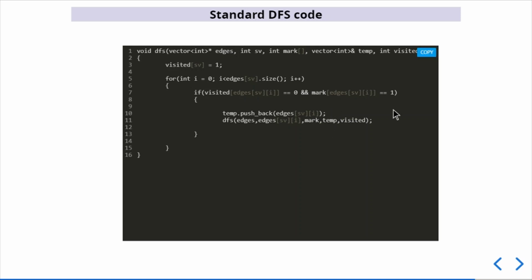So I'll check if this node is marked or not, and if this node is marked, I'll push that particular node into the temp vector, and I'll make the recursive call of DFS again, and I'll mark it as visited, and again I'll call DFS, and this whole process continues.